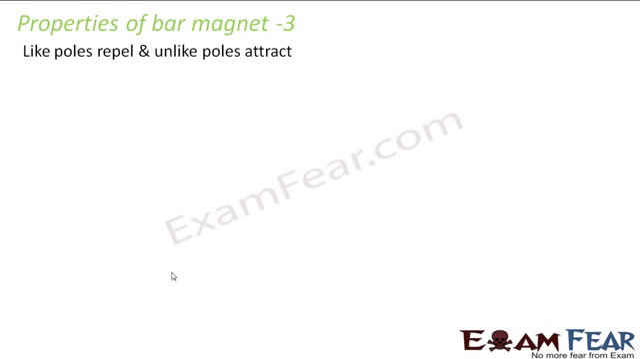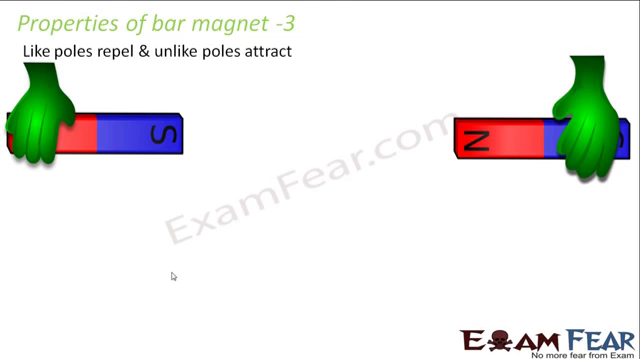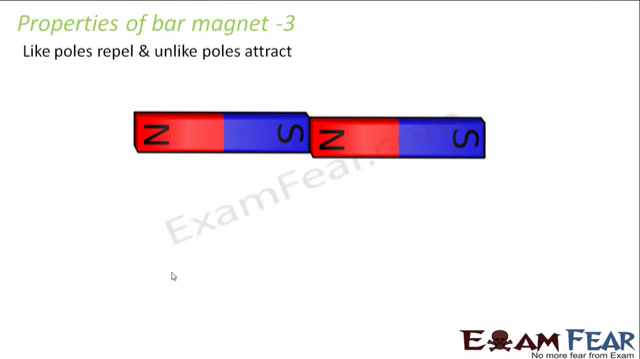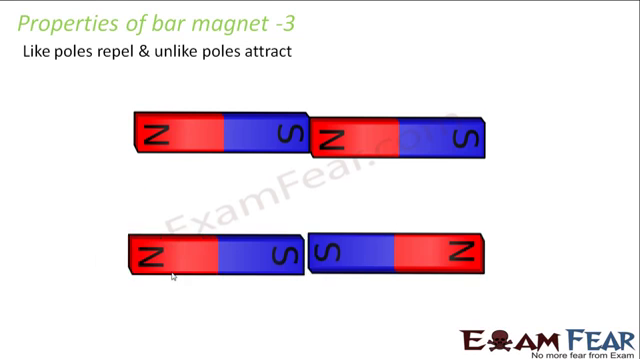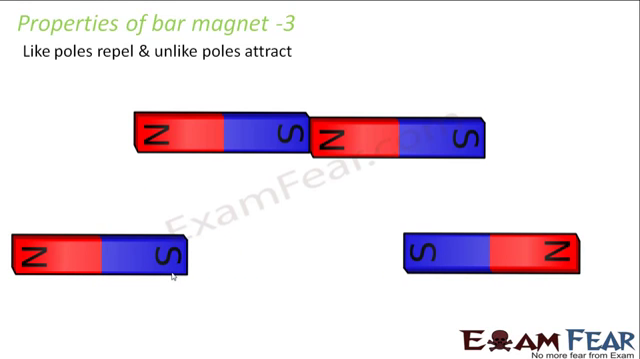The third property being like poles repel and unlike poles attract each other. That means if you bring unlike poles, for example, here you have taken two magnets where the south pole and the north pole are towards each other. So what will happen, since they are unlike poles, that is south north will attract each other, whereas if you bring two like poles near each other, they will repel each other. That means north north will repel each other, south south will repel each other, but north south will attract each other. So that is what we say, like poles repel and unlike poles attract.